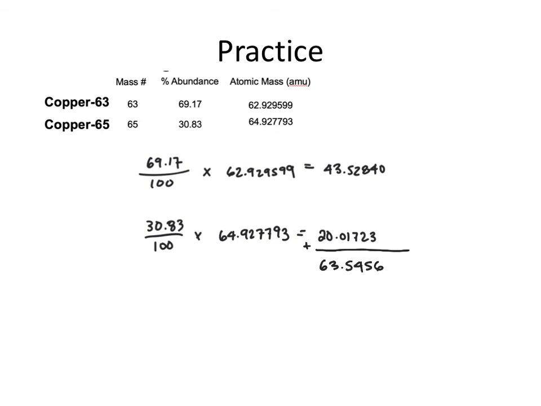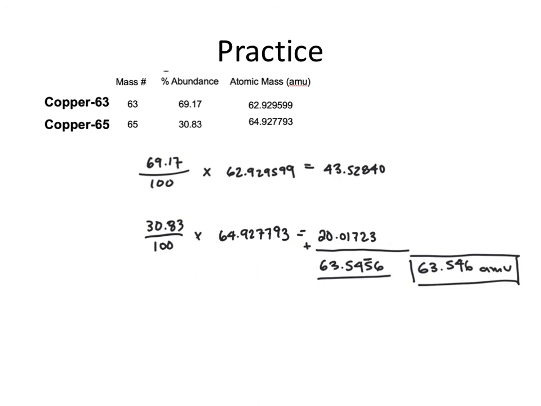And that's going to give us 63.5456. If we look at the periodic table that you guys printed out, you'll notice that copper's mass is 63.546. If we round to that same place, we'd have 63.546 AMU as our average atomic mass for the element copper.